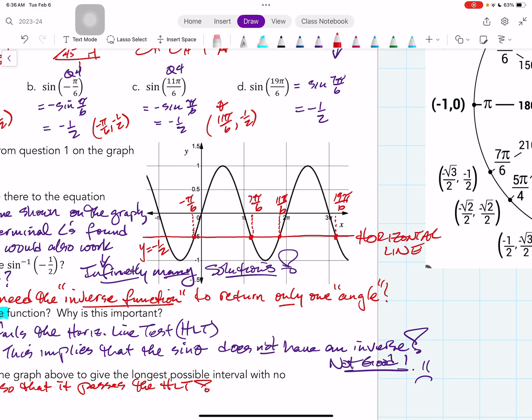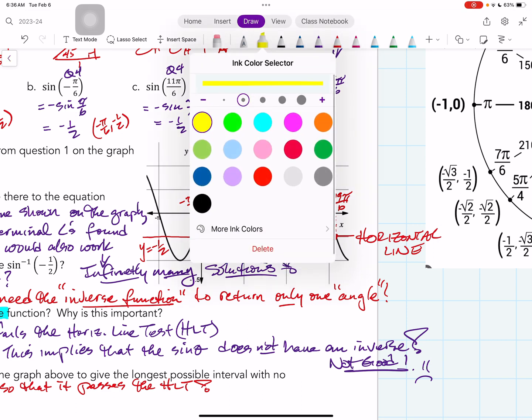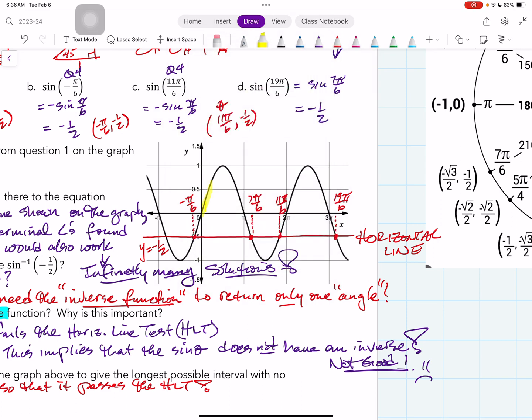So if we take a look at one period of sine, I'm just going to highlight some areas here, from 0 to 2 pi. This is what the graph looks like when we graph one period of sine. Okay, it doesn't pass the horizontal line test here. Notice that I just drew a horizontal line and it intersected twice. So we can't choose the interval from 0 to 2 pi because it doesn't pass the horizontal line test. All right, so that was a bad choice. So I'm going to delete all this stuff here.